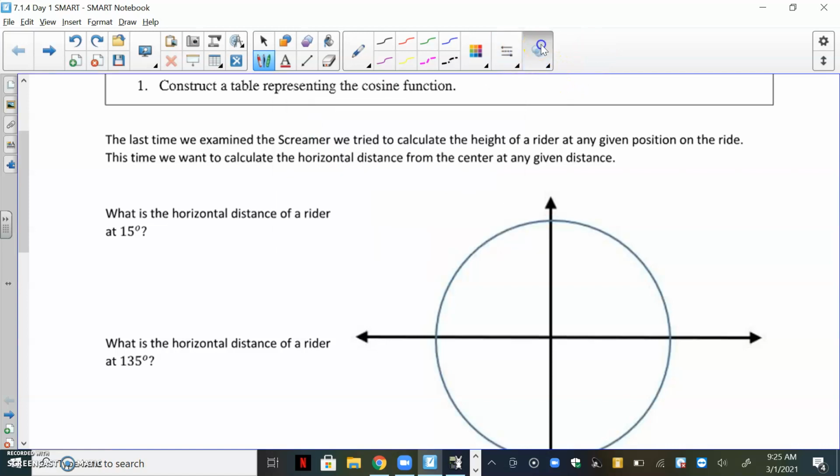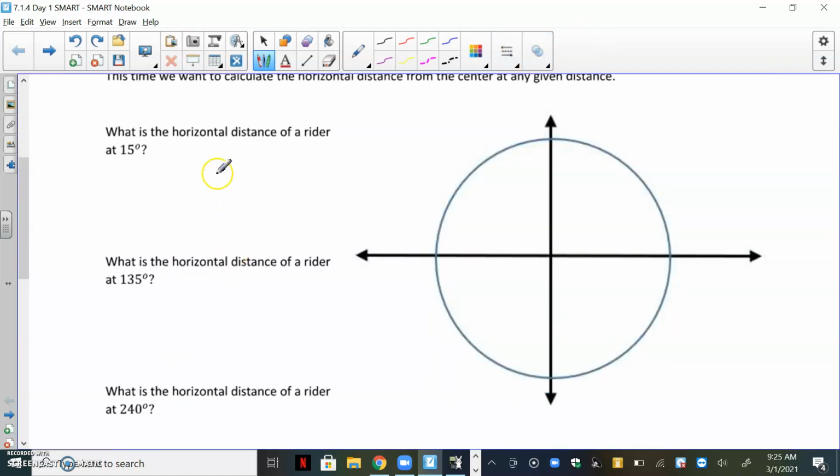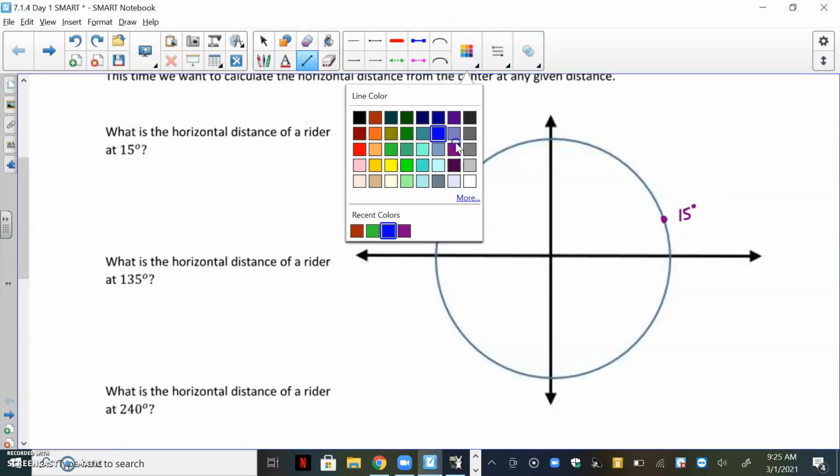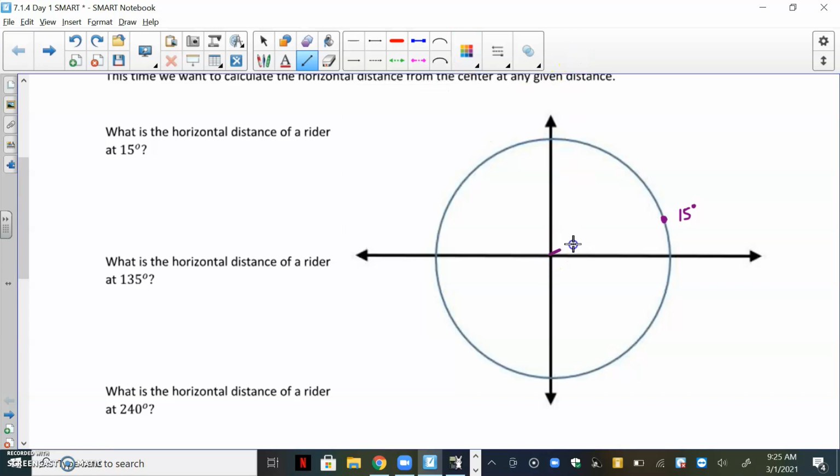If I am looking for the horizontal distance of a rider at 15 degrees, so 15 degrees, let's say that it's about here somewhere, I can go ahead and draw my triangle exactly how I drew it when I was working with sine. Same triangle. All right. And I will also draw my little prototype here as I usually do. All right. So now there's a couple of things we know about this triangle that we can label.